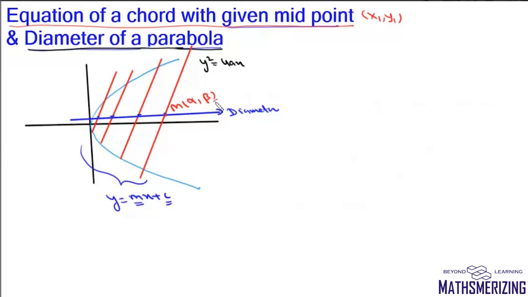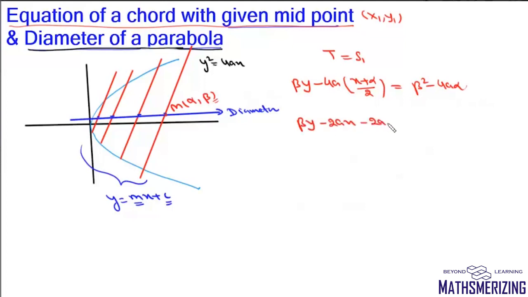Now with the given midpoint, we know that we can write the equation of a chord as T equals S1. So we can write this equation as beta y minus 4a times (x plus alpha) upon 2, and this is beta square minus 4a alpha. So we can write this equation as beta y minus 2ax minus 2a alpha, equals beta square minus 4a alpha.